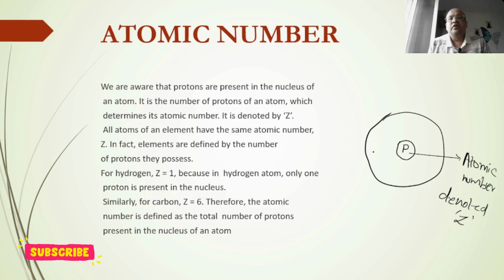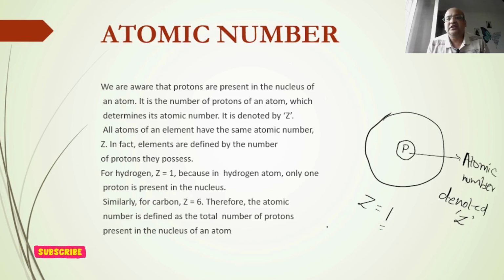All atoms of an element have the same atomic number. In fact, elements are defined by the number of protons they possess. So for hydrogen, the number of protons is 1. Only one proton is present in the nucleus of hydrogen.